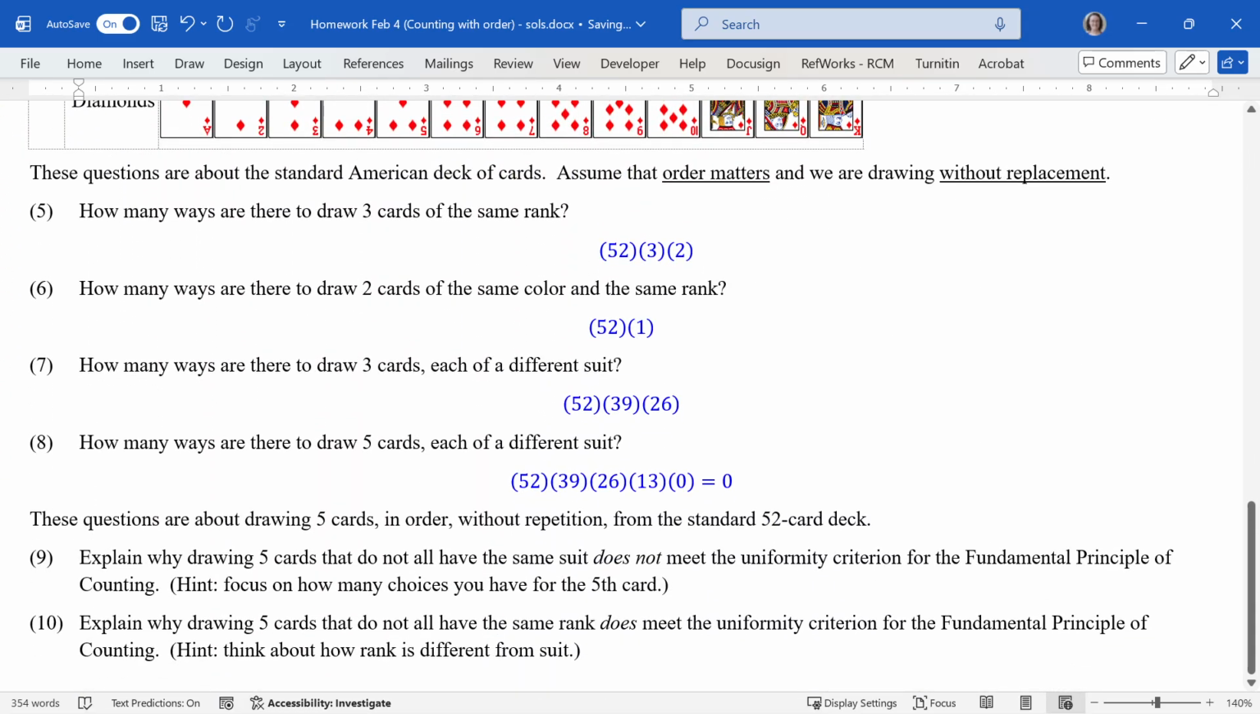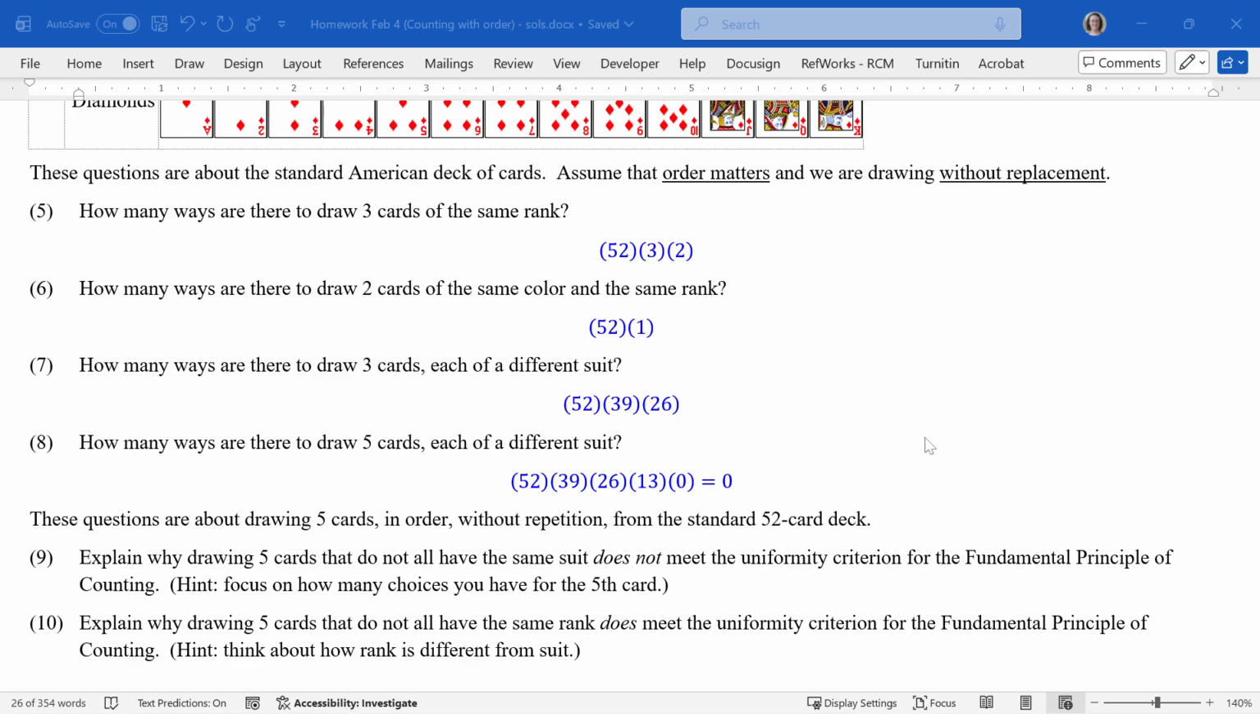Okay, so for the last two questions, it's not calculations, but it's explaining. So we're still going to be drawing in order without repetition from the same standard deck of cards, and we're going to draw 5 cards. Explain why drawing 5 cards that do not all have the same suit does not meet the uniformity criterion for the fundamental principle of counting.